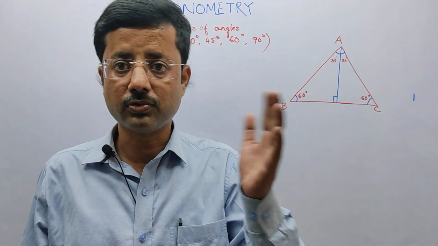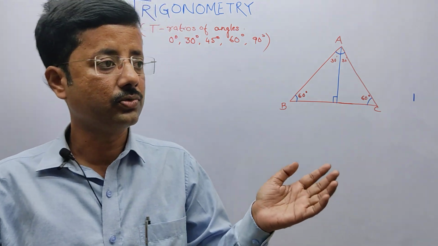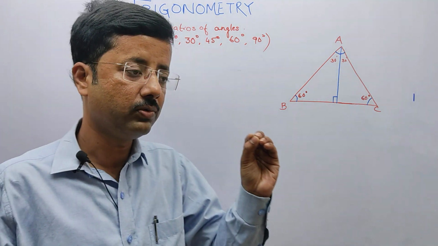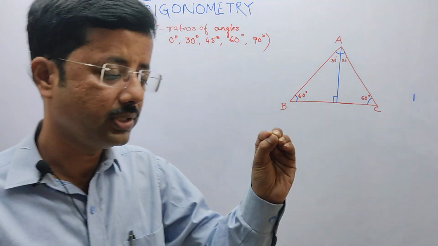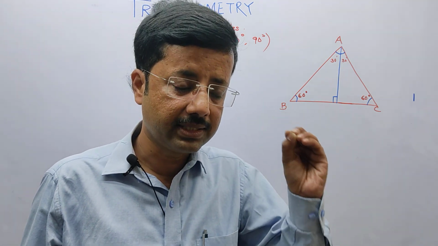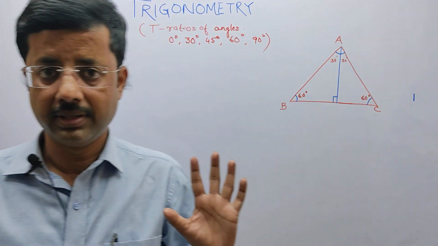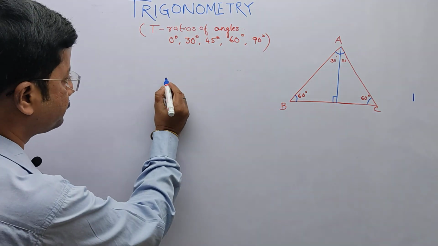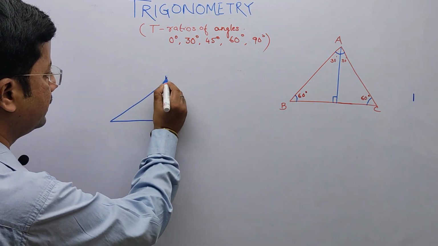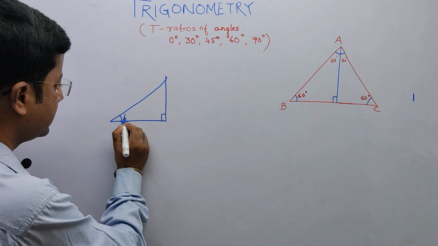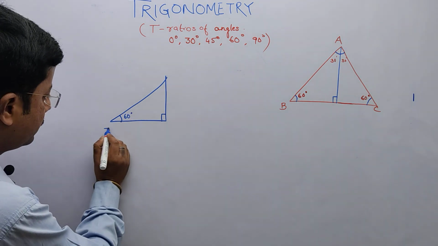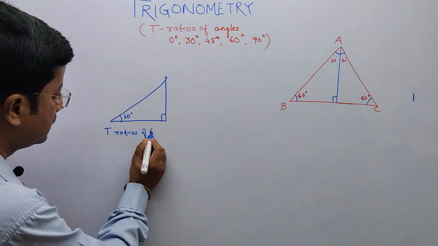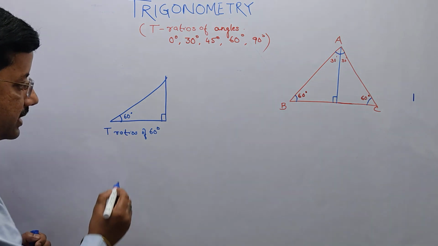So trigonometric ratios of 60 degree means trigonometric ratios of the different sides of a right angle triangle, that is perpendicular, base and hypotenuse, which has a 60 degree angle in it. Suppose we are talking about this right angle triangle and it has a 60 degree angle. So T ratios of 60 degree means what?